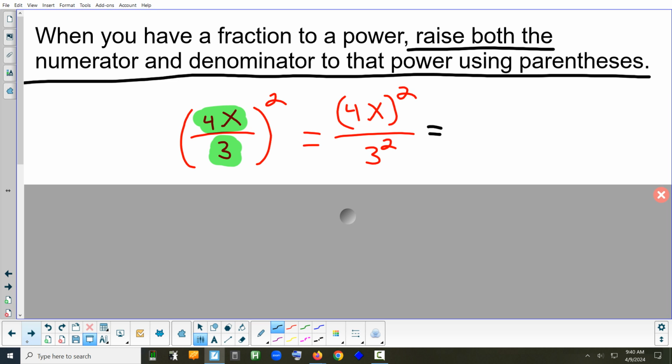So anyone think they could tell me how that top would simplify? You would just do both. So you'd have 4 to the power of 2, and then x to the power of 2. Exactly. 4 to the power of 2, x to the power of 2. Perfect. And now the bottom, 3 squared.